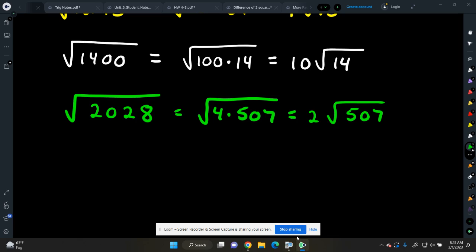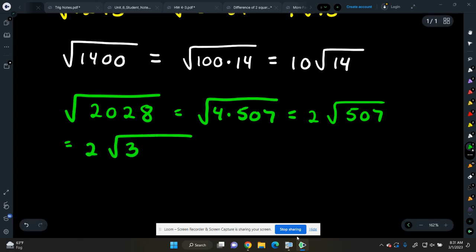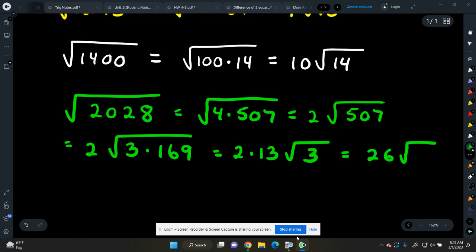So this is going to be 2 times the square root of 3 times 169. Now, what's the square root of 169? 13, good job. 2 times 13 times the square root of 3 gives me 26 square root of 3.